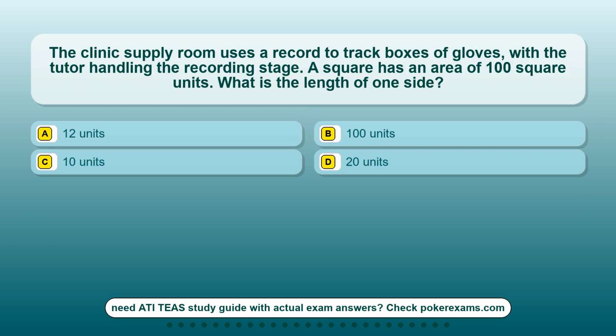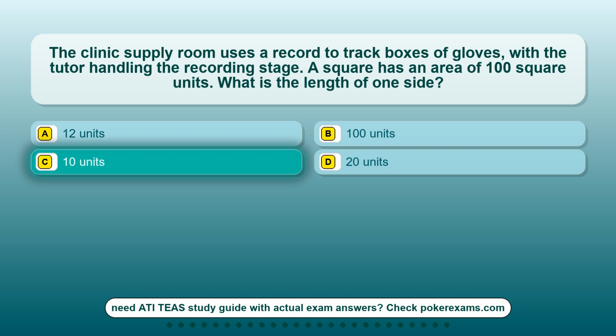Question 5. The clinic supply room uses a record to track boxes of gloves, with the tutor handling the recording stage. A square has an area of 100 square units. What is the length of one side? Option A, 12 units. Option B, 100 units. Option C, 10 units. Option D, 20 units. The correct answer is option C, 10 units.